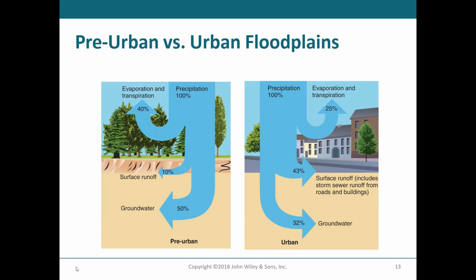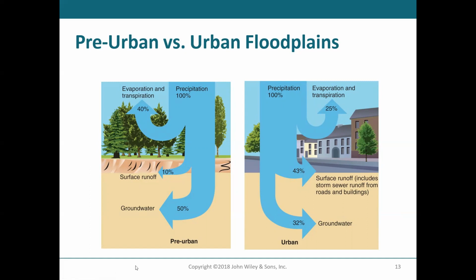Pre-urban, you would have 100% precipitation falling down, right? 40% would stay on the surface and be evaporated and transpired through plants, and 10% would become surface runoff, because since most of the trees absorbed, and then there's also evaporation, it was able to contain a lot of the water up there. So we only have 10% surface runoff. And then the rest would be absorbed through the natural soil as groundwater, so 50% groundwater.